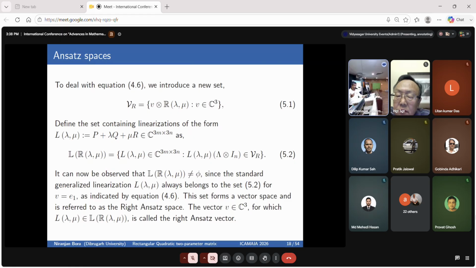This statement 5.2 is non-empty because the standard linearization L(lambda, mu) is a non-empty space, and 5.2 represents a vector space, and the vector satisfying it is the answer vector. If we multiply this v from the left-hand side we call it the right subspace, and if we multiply from the right side we call it the left-hand subspace.